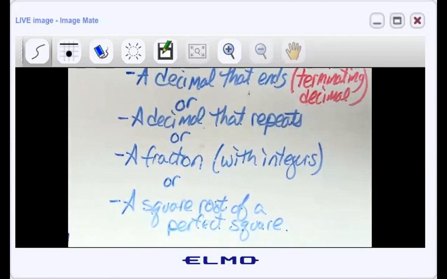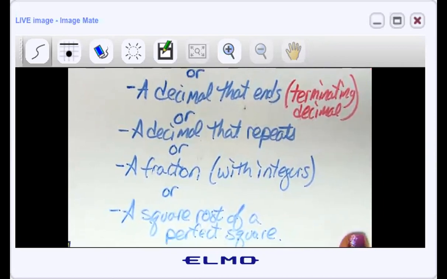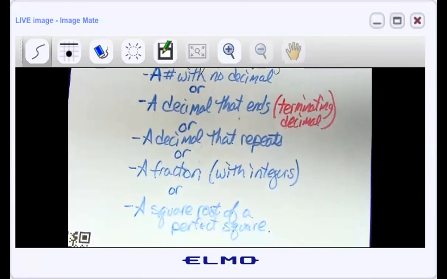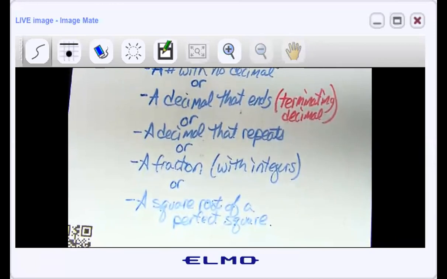All right, so if I'm going to say that a number is rational, it has to fall into one of these five categories. It either is just a normal number that has no decimal, nothing weird. If it does have a decimal, that decimal has to end or repeat. If it's not either of those, then I have to have a fraction that has integers on top and bottom. And the last possibility is the square root of a perfect square. All of these are going to give me numbers that are rational. And if it's not any of these, it's probably going to be an irrational number that just simply never ends, never repeats.